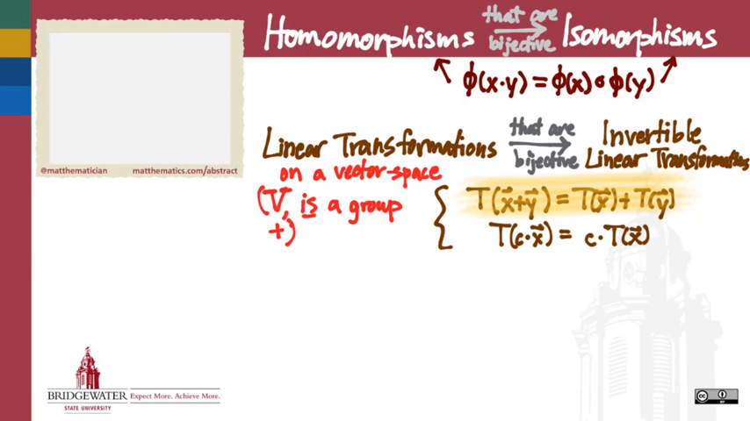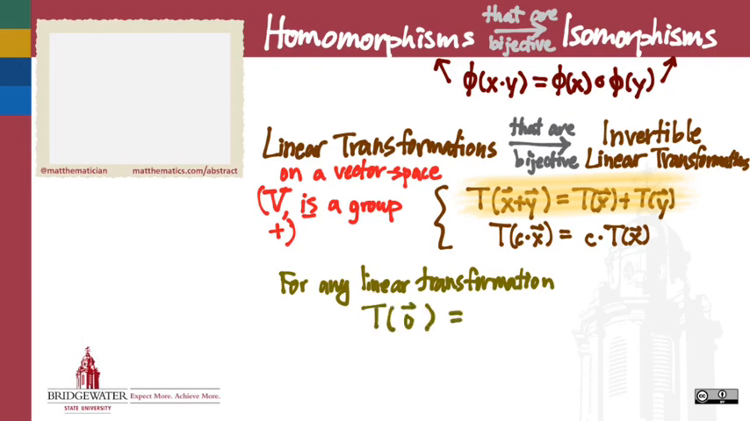But there were consequences in linear algebra to this analogy. One consequence is, what do we know from linear algebra for any linear transformation? What happens to the zero vector under a linear transformation? It has to stay the zero vector. For any linear transformation, T of the zero vector equals the zero vector. But why?